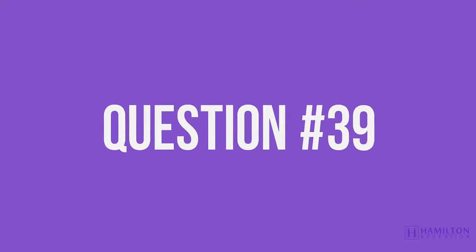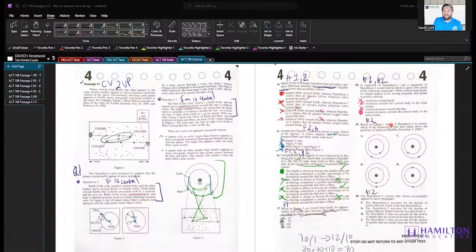Question number 39. Based on figures 1 and 3, if hypothesis 2 is correct, which of the following figures most likely shows the positions of Earth and Mars on November 7, 2005? So November 7, 2005 comes into play with figure 1, where November 7th is probably this time right here or close to it, right in the middle. So now when I look at figure 3, I want to know where the Earth and Mars should be so that it lands right in the middle there.